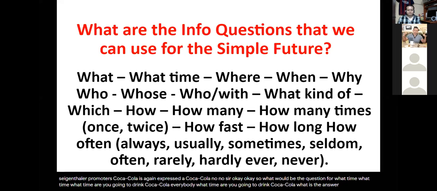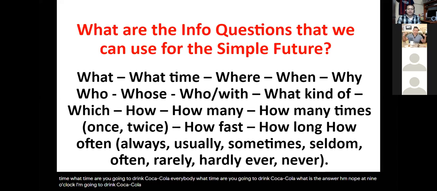I'm going to drink Coca-Cola in the morning? Nope. At 8 o'clock? 9 o'clock. At 9 o'clock. I'm going to drink Coca-Cola at 9 p.m. Everybody. Okay. I'm going to drink Coca-Cola at 9 p.m. Okay. What is the answer for where?